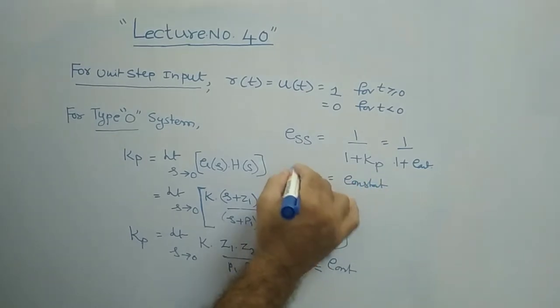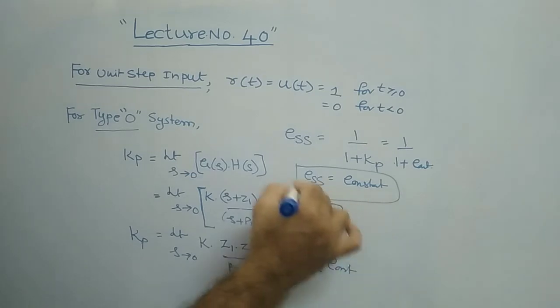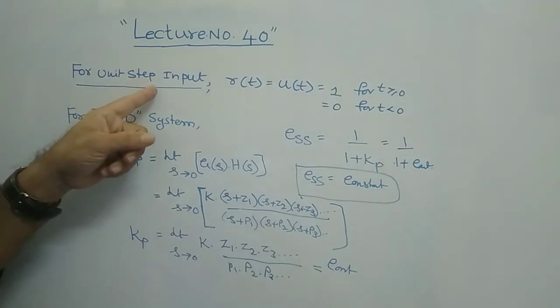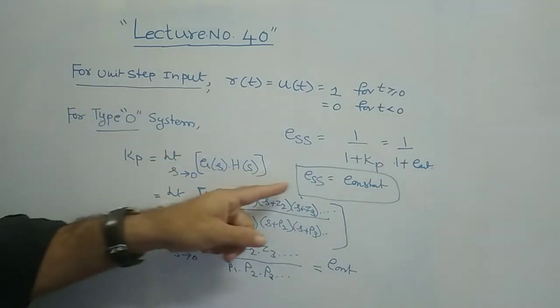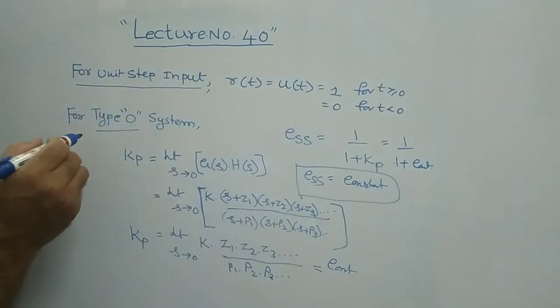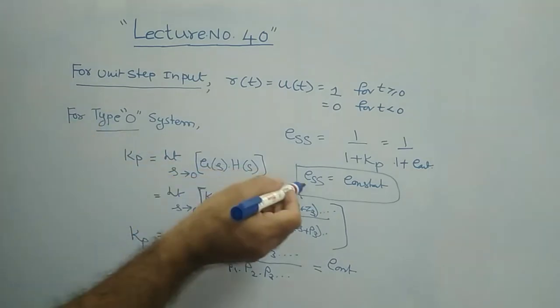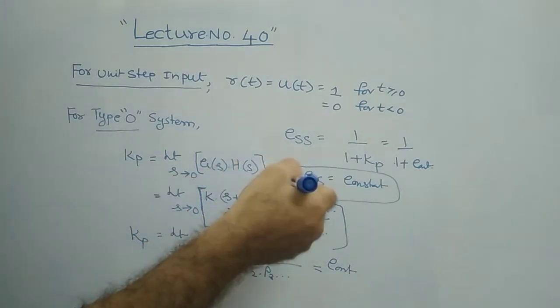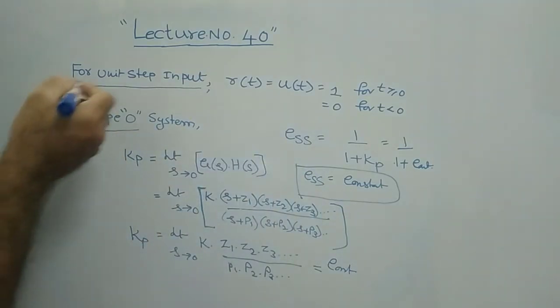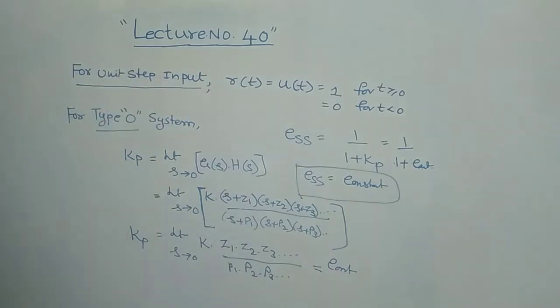Therefore ESS is constant. From this, what can you tell? For unit step input with a type 0 system, the steady state error is a constant value. Otherwise you can say that for a type 0 system, the steady state error is a constant with unit step input.